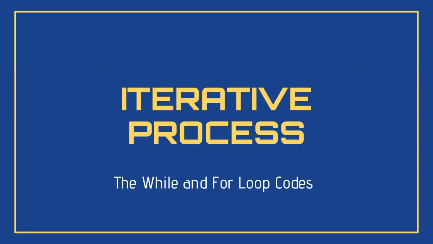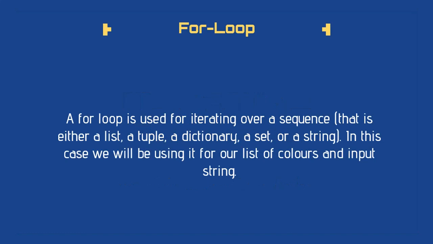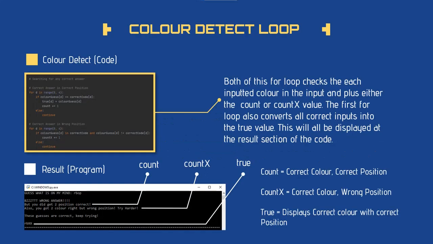Moving on, we'll be looking at the iterative process, which is the while and for loop codes. A for loop is used for iterating over a sequence, like a list or a string. In this program, we'll be using it for our list of colors and input string. Next, the color detect loop checks each color in the input and adds to either the count or countx value if the condition is met. The count variable is the number of correct colors in the correct position, while the countx variable is the number of correct colors in the wrong position. The count for loops also convert all the correct inputs into the True value. All of this will be displayed at the results section at the bottom left.